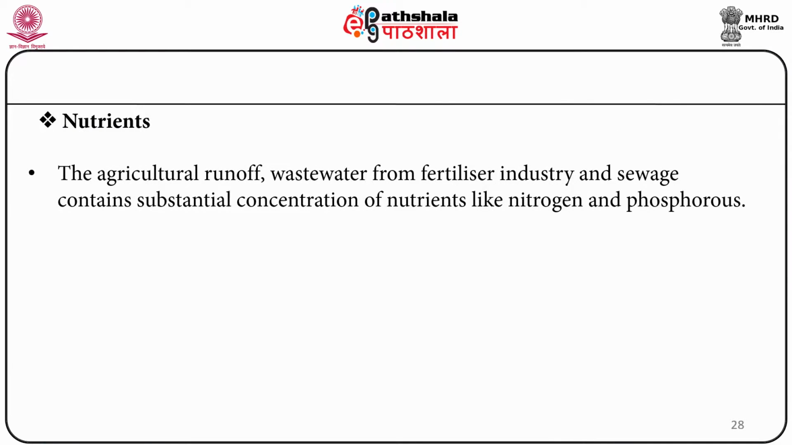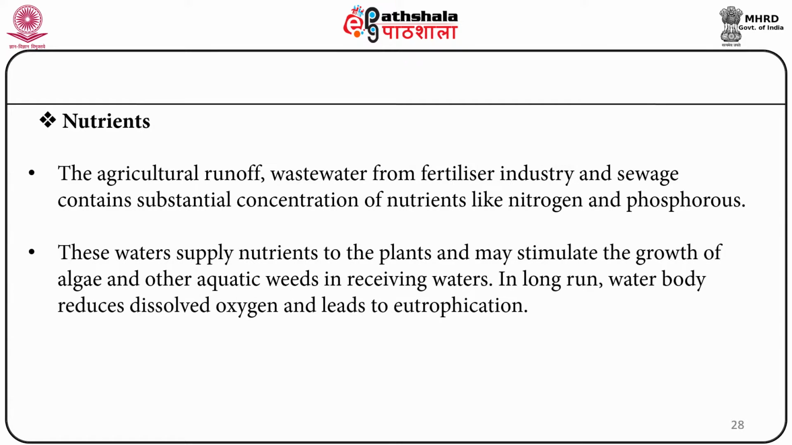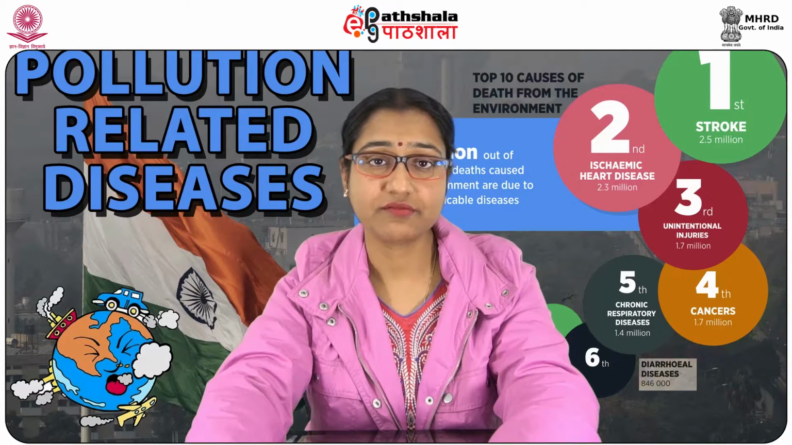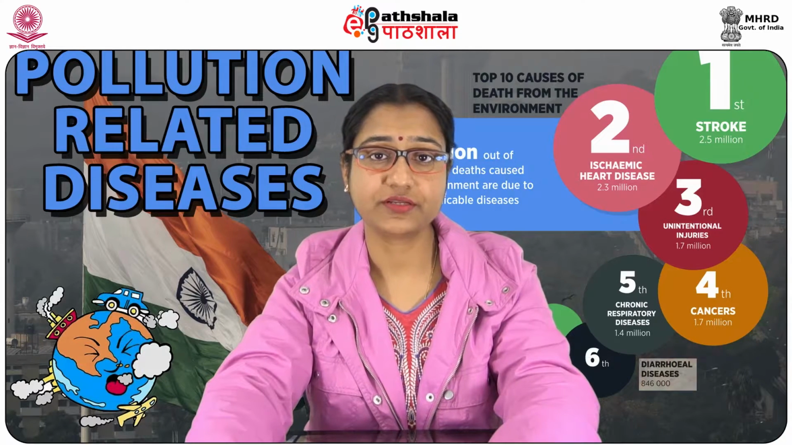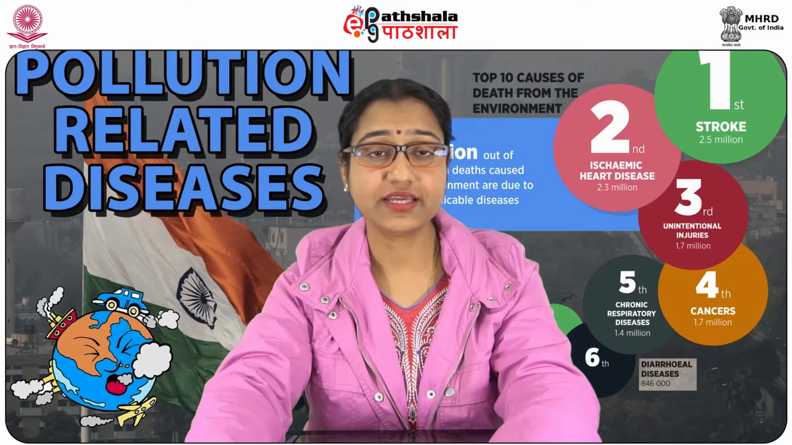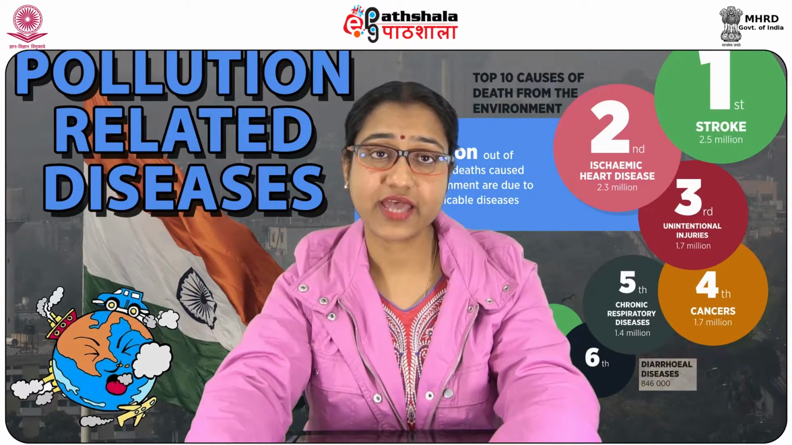Nutrients are another pollutant. Agricultural runoff, wastewater from fertilizer, industry, and sewage contains substantial concentrations of nutrients like nitrogen and phosphorus. These supply nutrients to plants and may stimulate the growth of algae and other aquatic weeds in receiving waters. In the long run, the water body loses dissolved oxygen, which leads to eutrophication. People swimming in eutrophic waters containing blue-green algae can have skin and eye irritation, gastroenteritis, and vomiting.